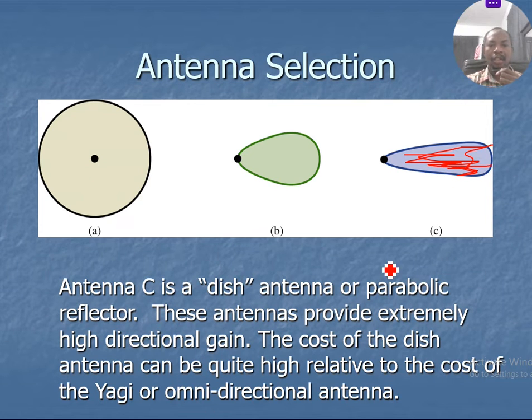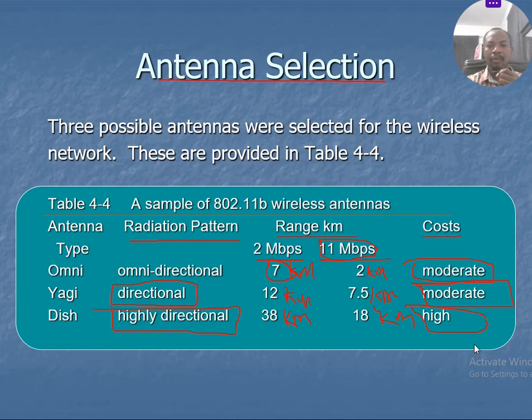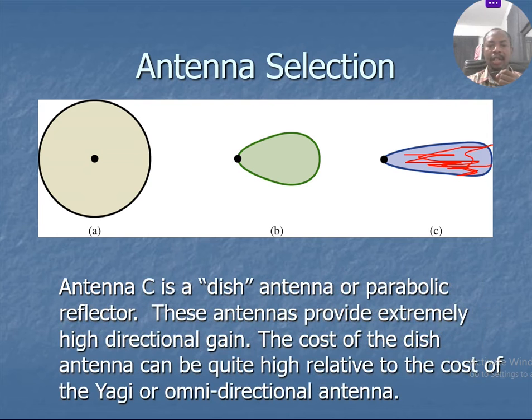And C is a dish. This antenna is called a dish antenna, or a parabolic reflector. These antennas provide extremely high directional gain. The cost of this dish antenna can be quite high relative to the cost of the Yagi antenna and the omnidirectional antenna, as we've established in the table here. We say the cost of a dish antenna is high.